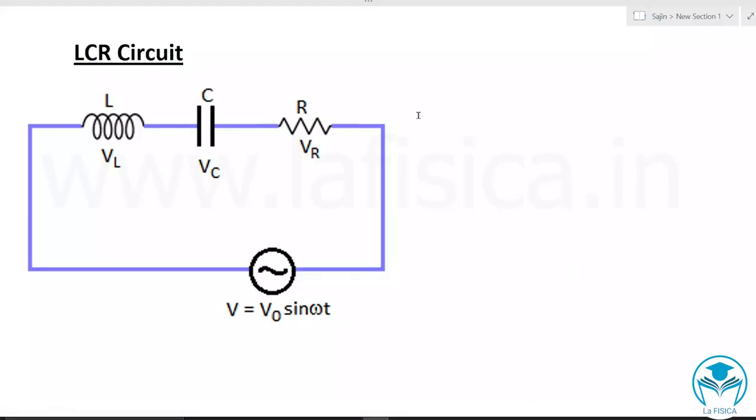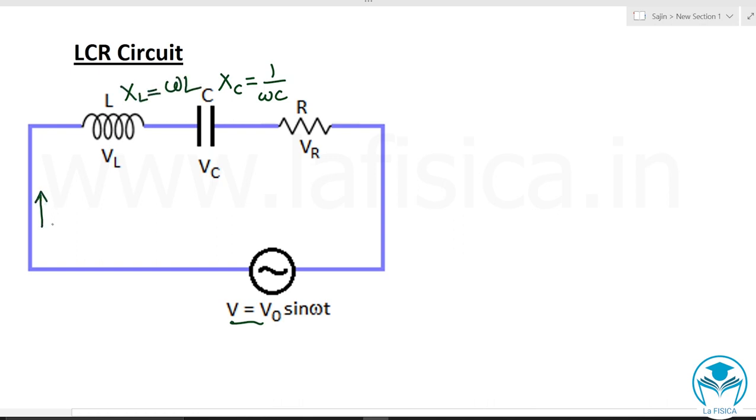Next portion is LCR circuit. LCR circuit is nothing but a voltage source V and an inductor, a capacitor and a resistance connected in series with that. In the resistance we write R. In the capacitor, the impedance is XC, which is equal to 1 by omega C. In the inductor, the impedance XL is equal to omega L.